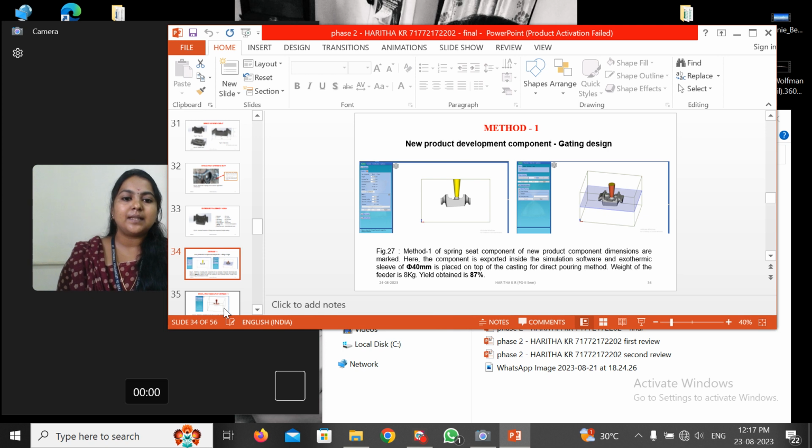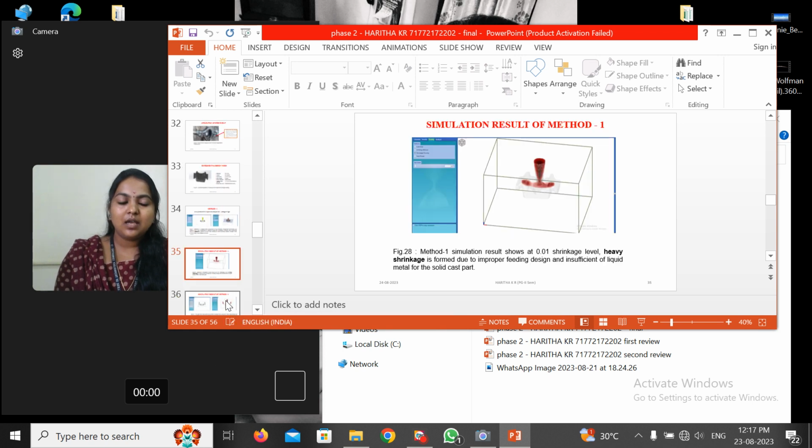And here, method 1, this is not an existing product. This is a new product development component with a designed gating. So the part is fed into the simulation software, and an exothermic sleeve of dia 40 mm is placed over the top of the mold, and the metal flow is analyzed using the simulation software. Then after that, solidification takes place, with a yield of about 87.